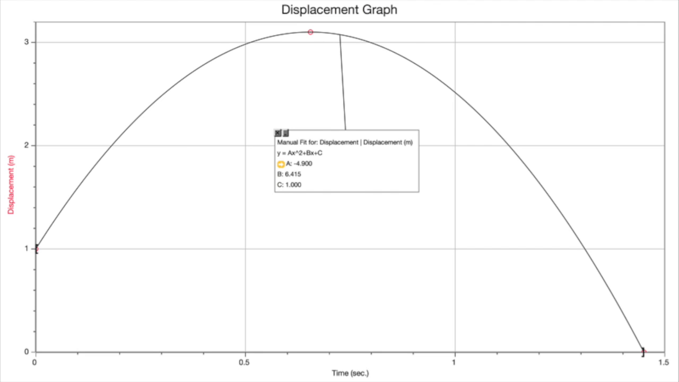This graph shows the displacement of the tennis ball over time. It starts at 1 because when Emily is hitting the tennis ball, she hits it 1 meter above the ground.